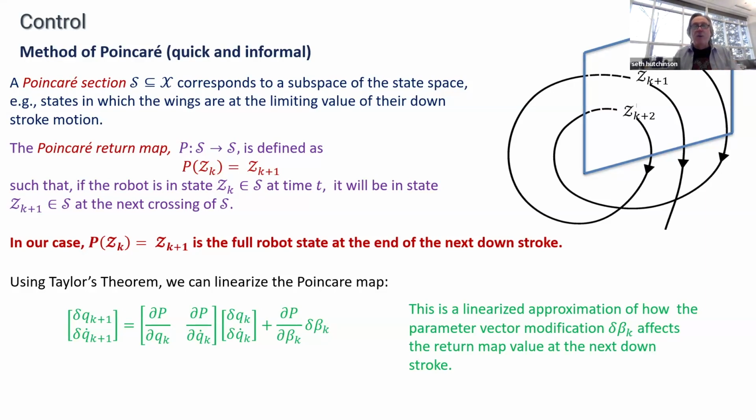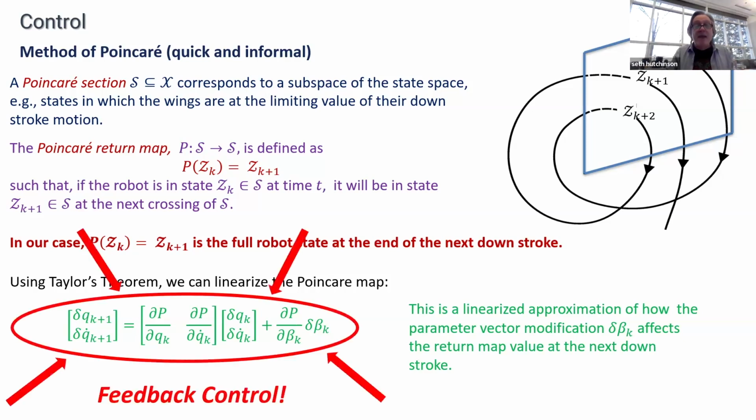I'll just say we use these Poincaré sections, and we linearize the Poincaré map, because really the only time it makes sense to exert a change in control input is either at the bottom of a wing stroke or the top of a wing stroke. We did it at the bottom of the downstroke. The thing that's important is we take that Poincaré map and we linearize it. And when you linearize it, it looks like this.